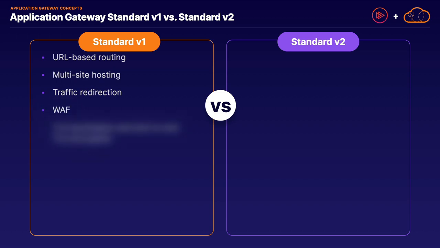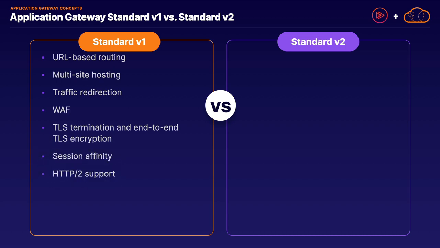We have support for TLS termination at the front end or end-to-end TLS encryption all the way from the front to the back. We have session affinity, much like with Azure Load Balancer. We have HTTP2 support. We have support for connection draining, which allows us to say we're going to have a connection draining timeout for resources when we deprovision those resources in our backend pool so that we're not disrupting our users and we move them over gracefully. We then have support for custom error pages and WebSocket support for standard v1.